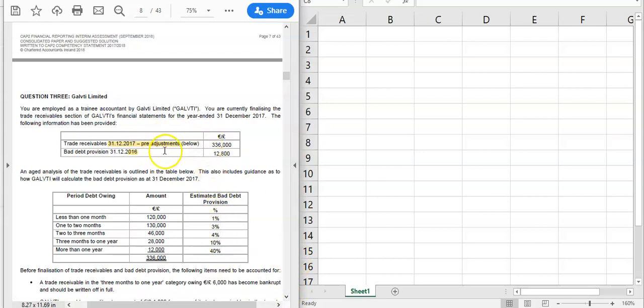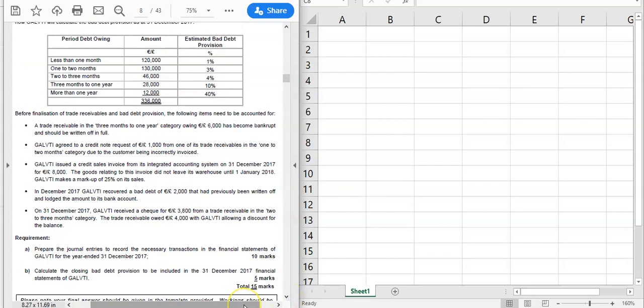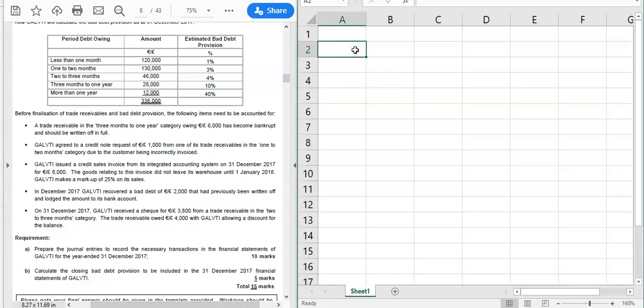What we have to do is make the adjustments first, because that 336 is wrong, as you're going to have adjustments for all of these figures. So it's important to read the question early on. Don't waste time jumping straight into it, because you'll probably have to come back and repeat yourself when you realise what the adjustments are.